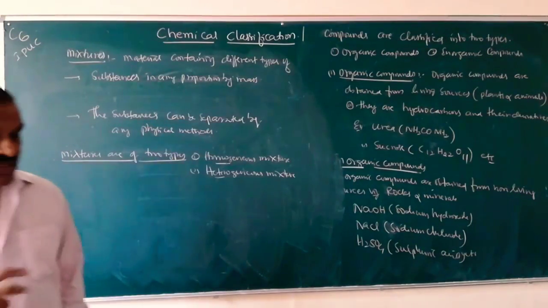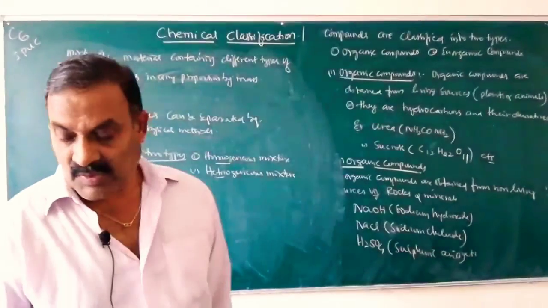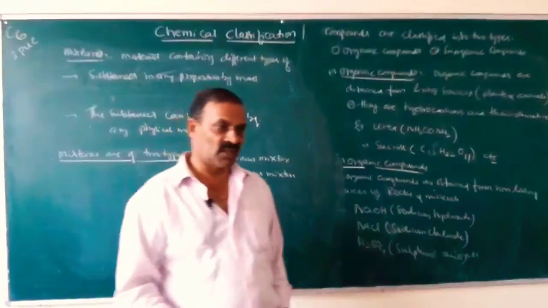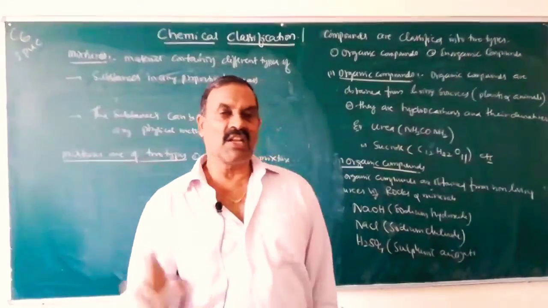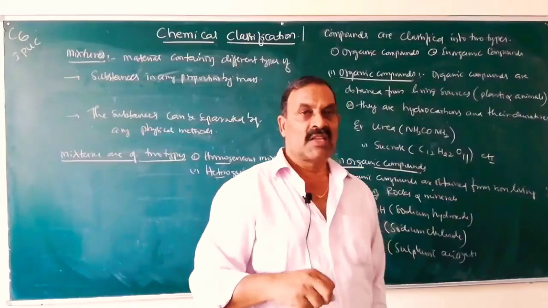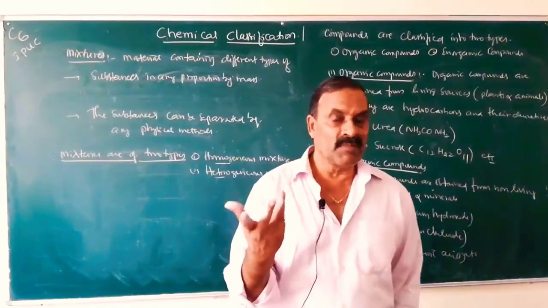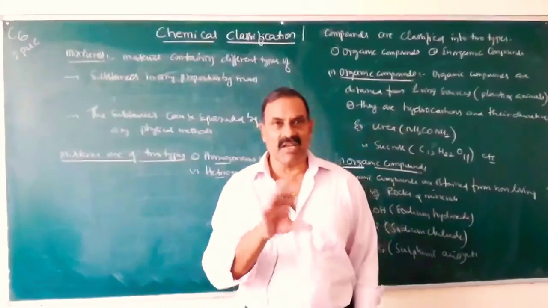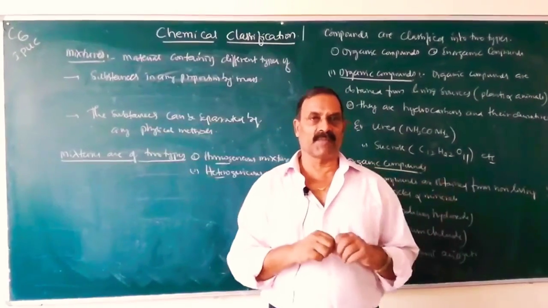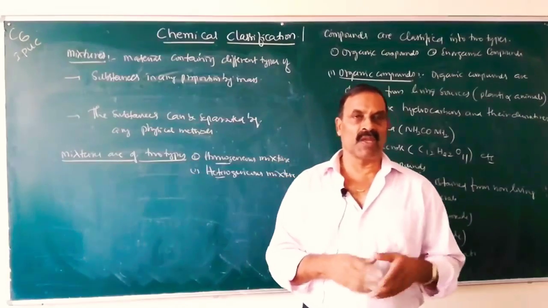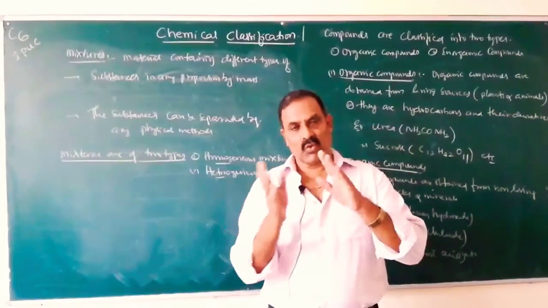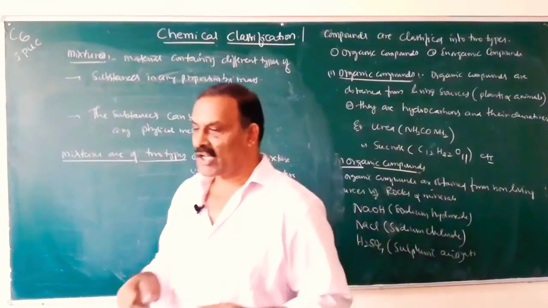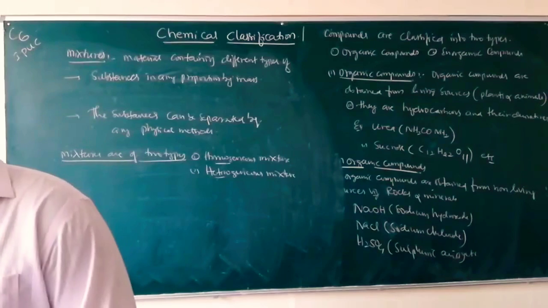I will tell you what is the difference between homogeneous mixture and heterogeneous mixture. What is a mixture? If you add one substance into another substance in any proportion, you will get a mixture. These mixtures can be separated easily by physical methods. This is another property. Mixtures are of two types, homogeneous mixture and heterogeneous mixture. I will tell you what is a homogeneous mixture.